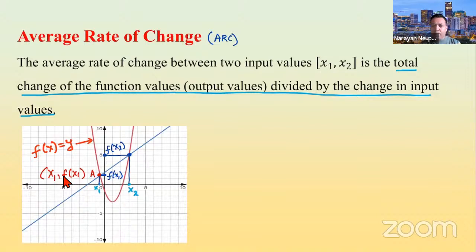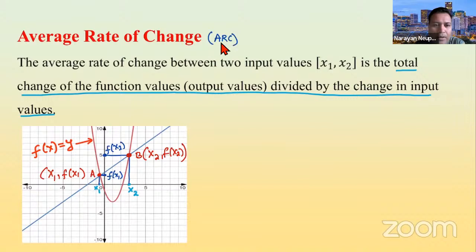f1 comma f of x1. That is that point. Similarly, if you want to find this point here, let's call it point B, that point is also x comma y. For this point, the x value is x2, and the y value is f of x2. So we have labeled everything.